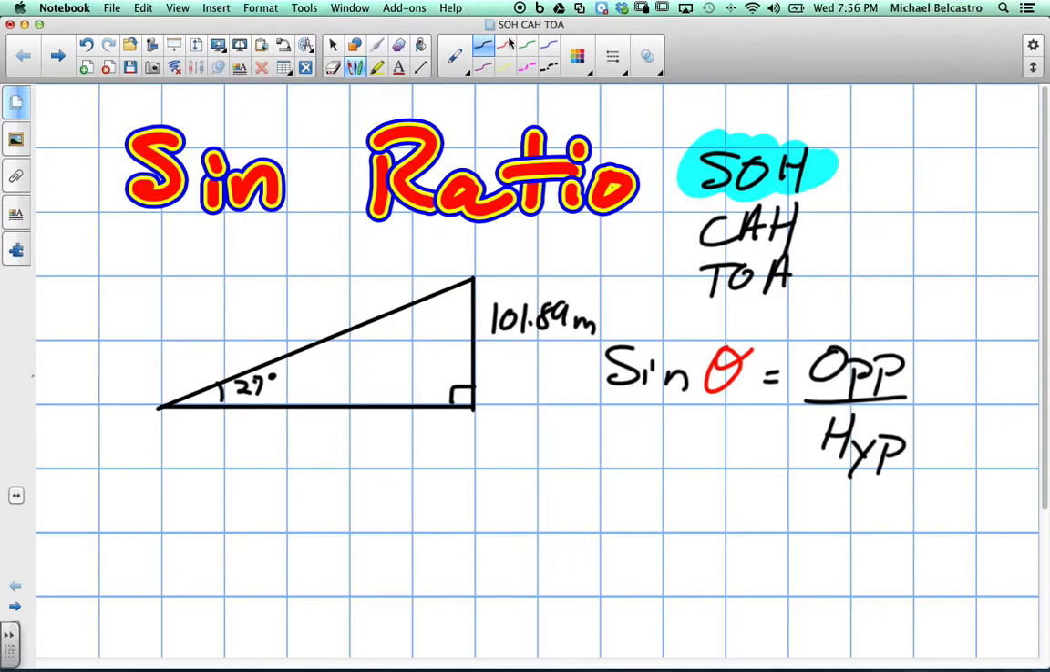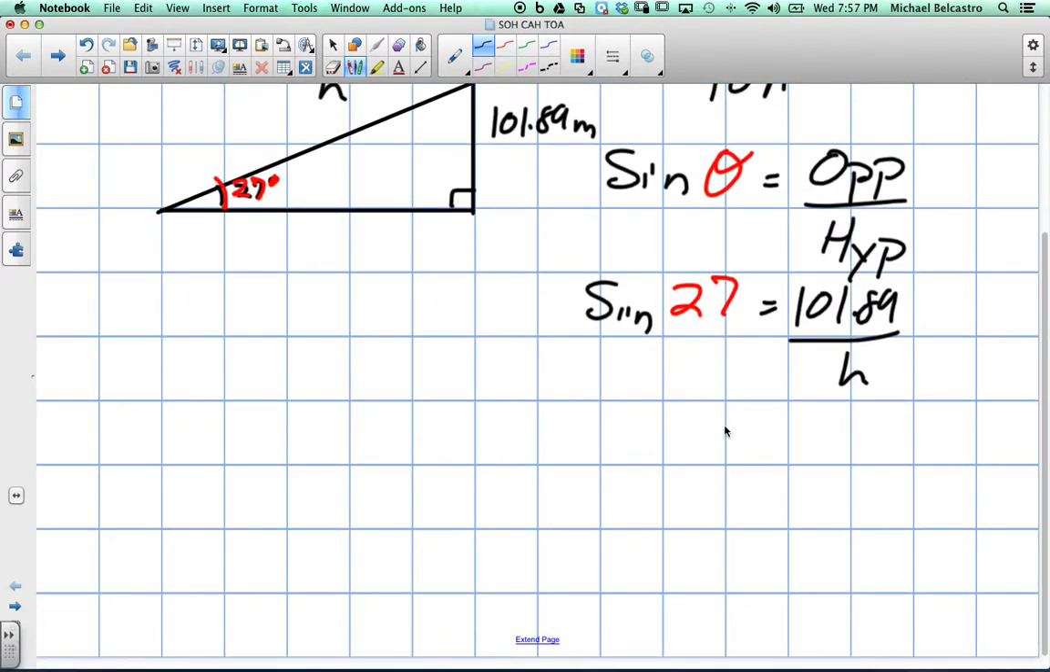In this case, the angle we're referring to is 27, so we replace theta with that. Sine 27 is equal to our opposite, 101.89, over our hypotenuse, which we'll call h since it's unknown. We have to isolate for h. How do I bring h to the other side? It's divided by h, so multiply. That's right. So do h times that.